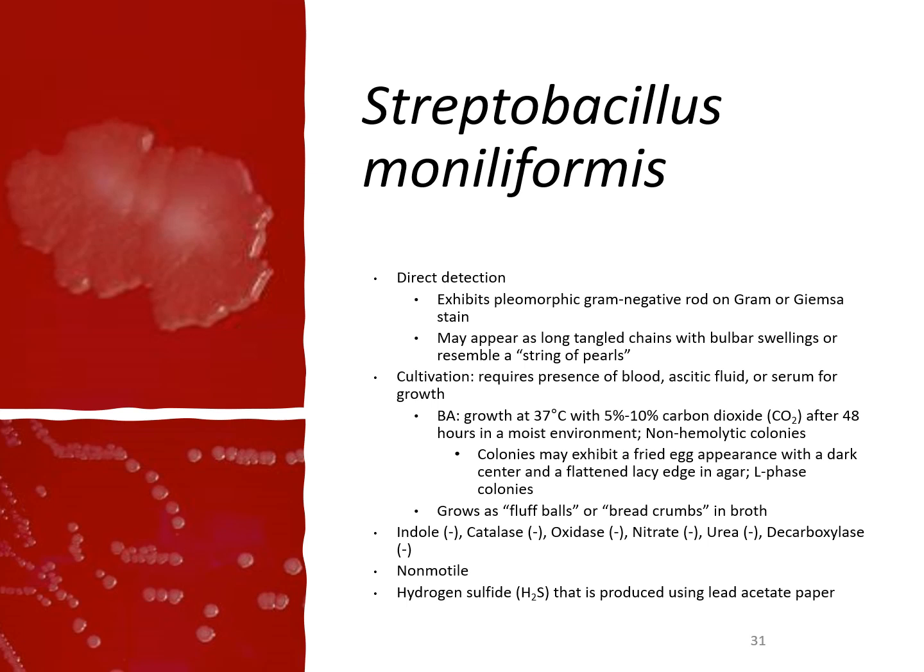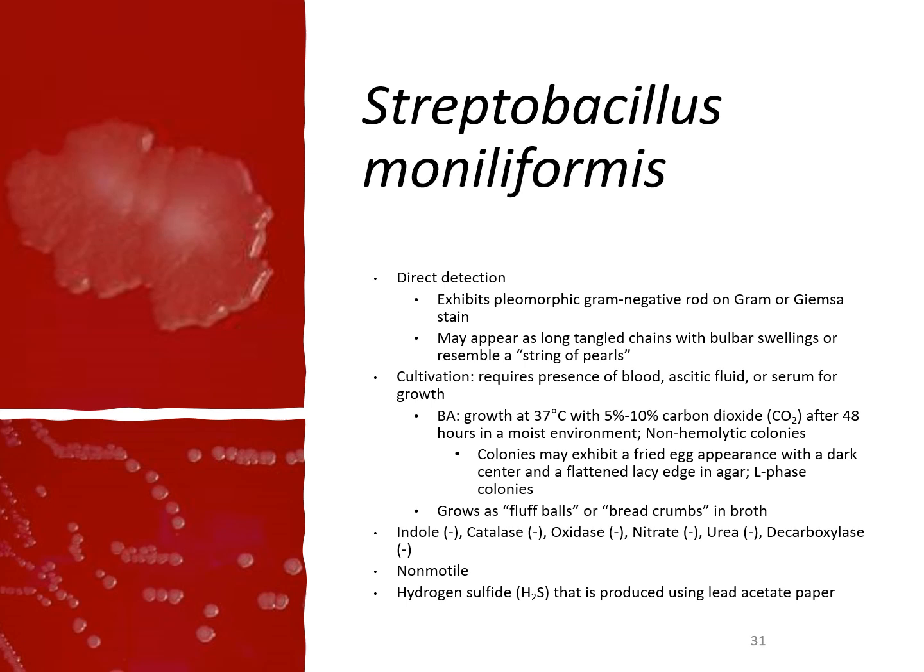If we were to do a direct detection method, like a gram stain, you're looking for a gram-negative rod. These can appear as long tangled chains, like a string of pearls, so you would see long chains of these gram-negative rods on the gram stain. Cultivation requires the presence of blood, fastidious fluid, or serum in order for this organism to grow. It will grow on a blood agar plate at 37 degrees with 5 to 10% carbon dioxide, and after 48 hours in a moist environment you can start to see the growth. They're non-hemolytic colonies, and they can exhibit a couple of different appearances.